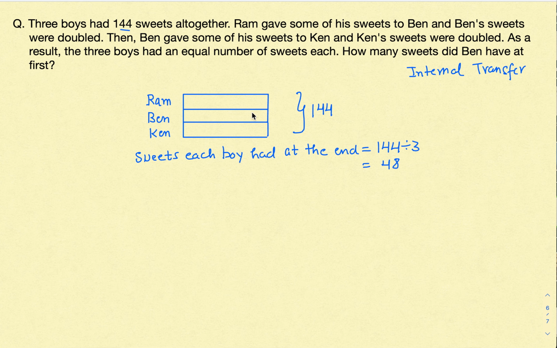At the end, each of the boys had 48. That means Ram had 48, Ben was having 48, and Ken was also having 48 sweets.